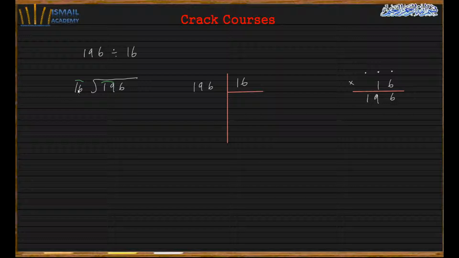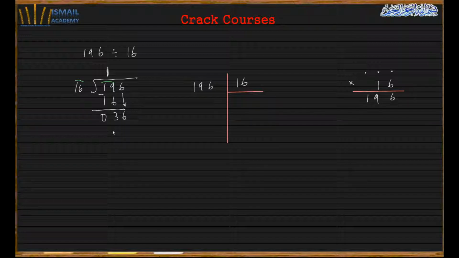Now I'm going to ask, how many 16 is in 19? In other words, which number times 16 gives me 19 or a number closest to 19? The only number is 1, so I will put 1 here. 1 times 16 is 16, so I put 16 here and I subtract. Here this is 3, this is 0. 3 is less than 16, so I'm good. I'm going to move 6 down.